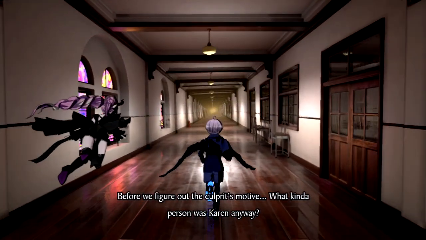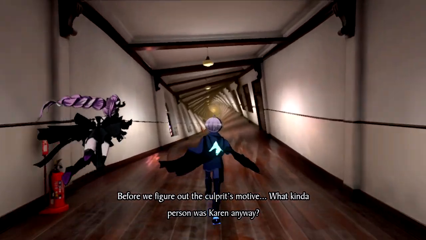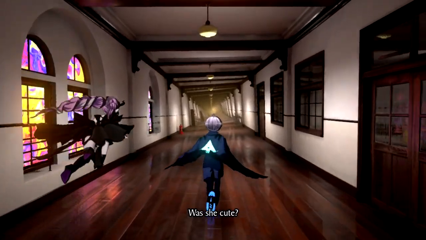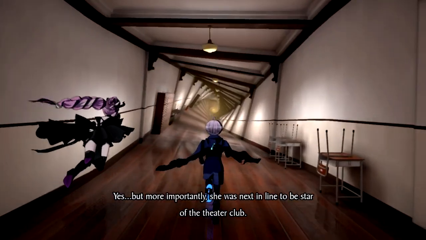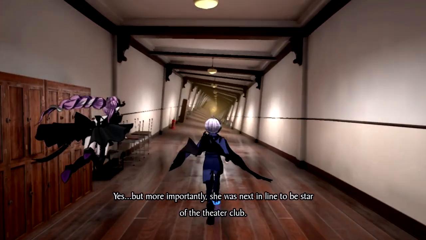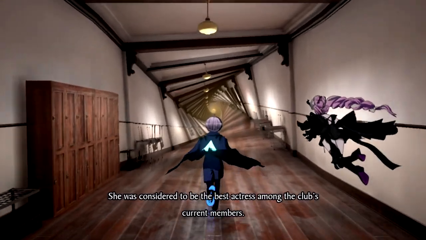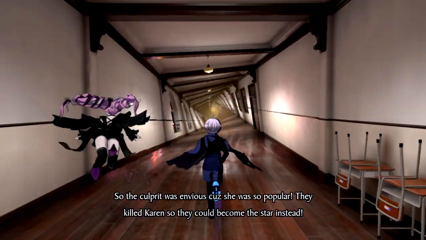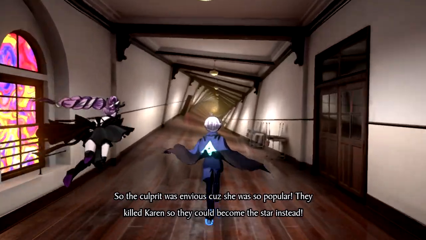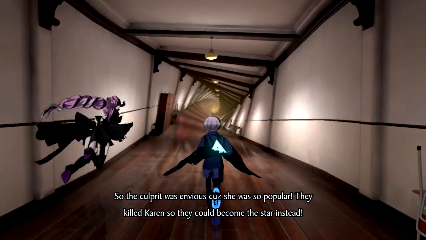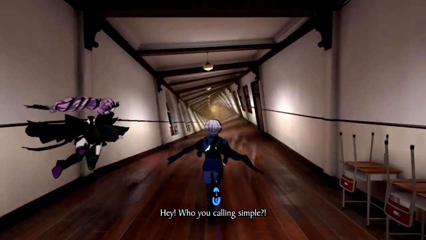Before we figure out the culprit's motive, what kind of person was Karen anyway? Was she cute? Yes, but more importantly, she was next in line to be star of the theater club. She was considered to be the best actress among the club's current members. So the culprit was envious because she was so popular. They killed Karen so they could become the star instead. No, I don't think it's that simple. Hey, who are you calling simple?